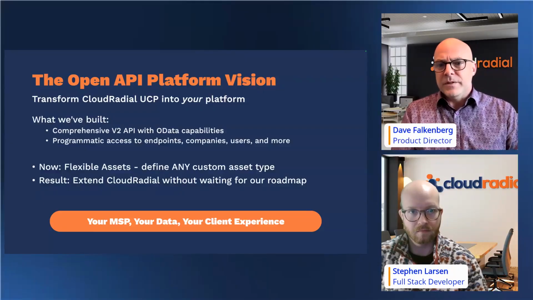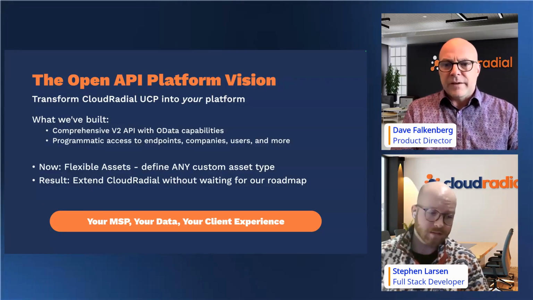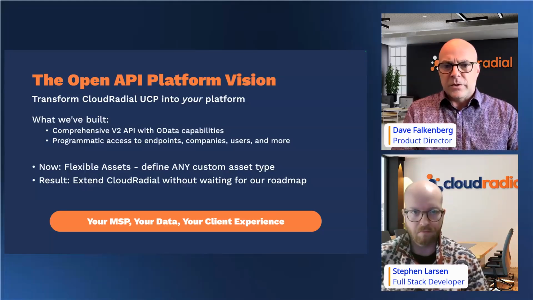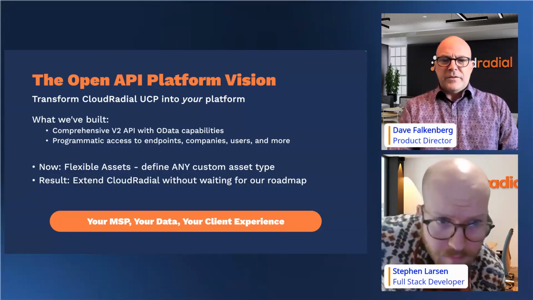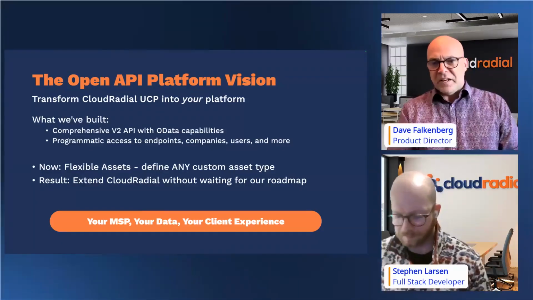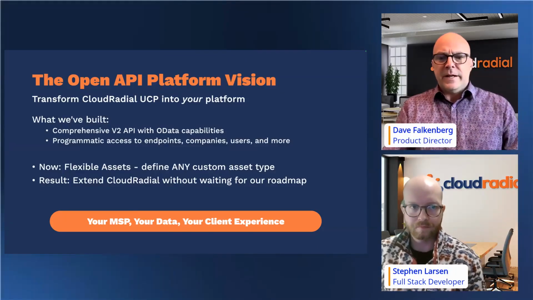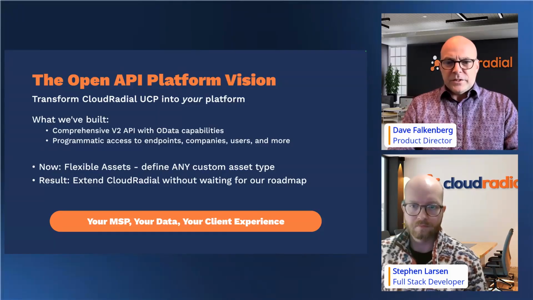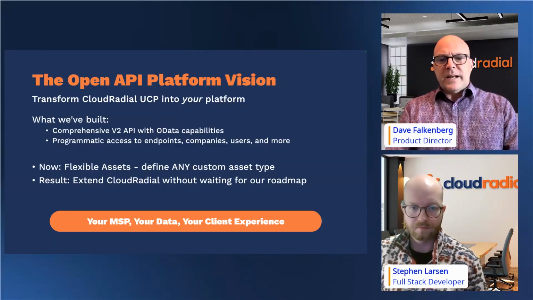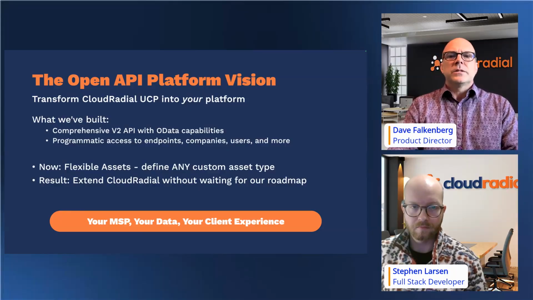Every MSP has unique services, unique clients, and unique assets they manage. You shouldn't have to wait for our development roadmap to showcase that in your client portal. So we've built a comprehensive API platform that lets you extend CloudRadial however you need. You can automate data flow from your existing tools, define completely custom asset types, deliver professional client experiences for any technology you manage. This isn't just about pulling data out of CloudRadial. It's about making CloudRadial work the way your MSP works.